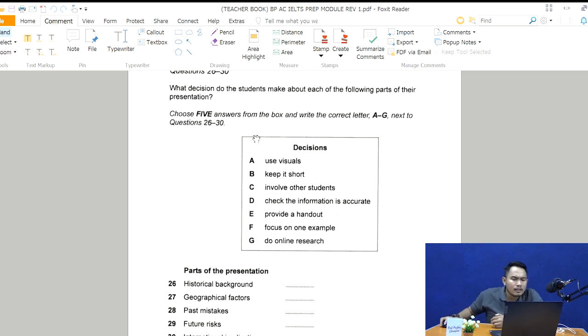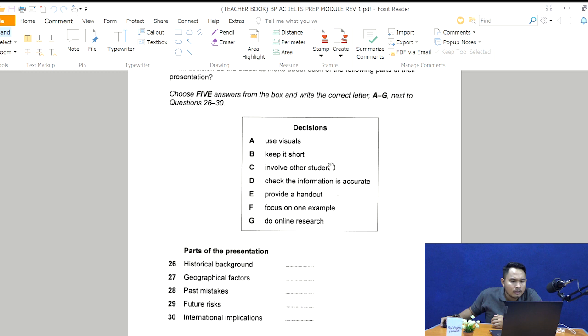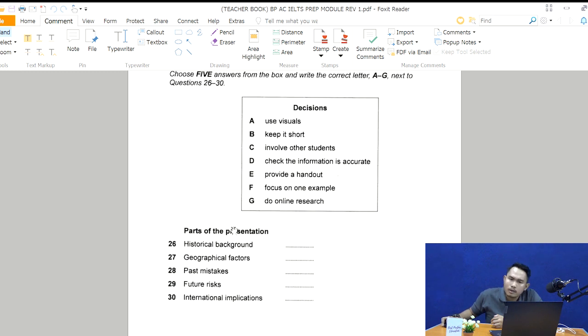Now, on questions 26 to 30, as you can see, here are the clues, or the questions. What they're going to talk about in 26 to 30 is perhaps the presentation parts that the students or the lecturer might give during the class or so. So let's see, number 26 is historical background, 27 is geographical factors, 28 is past mistakes, 29 future risk, 30 is international implications. Now, again, the clues are there. All you have to do is try to figure out what would be the best answer for each one.